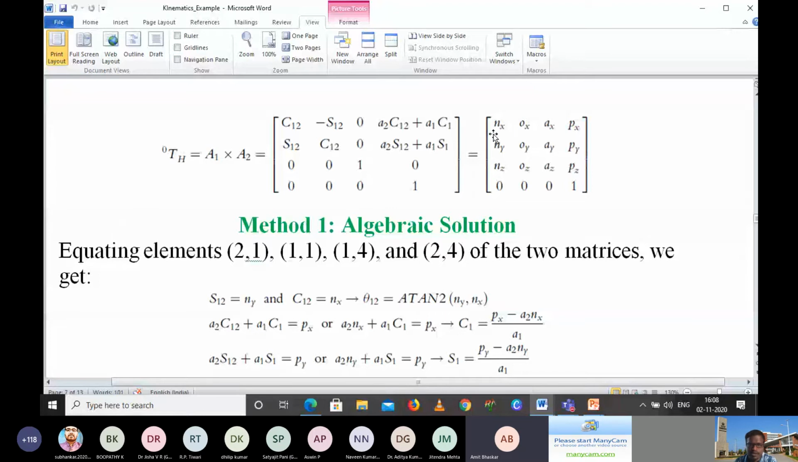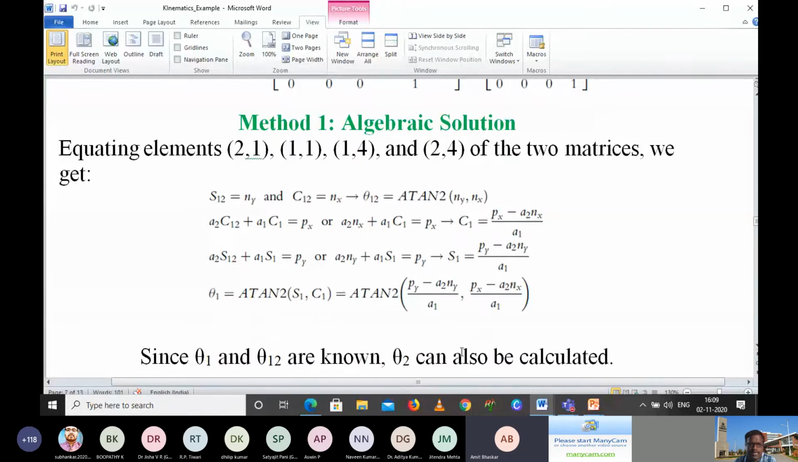Px you know already. So based on this, you can substitute the values, maybe 2, 3. Now it is clear, and easily you can calculate theta 1 and theta 2.